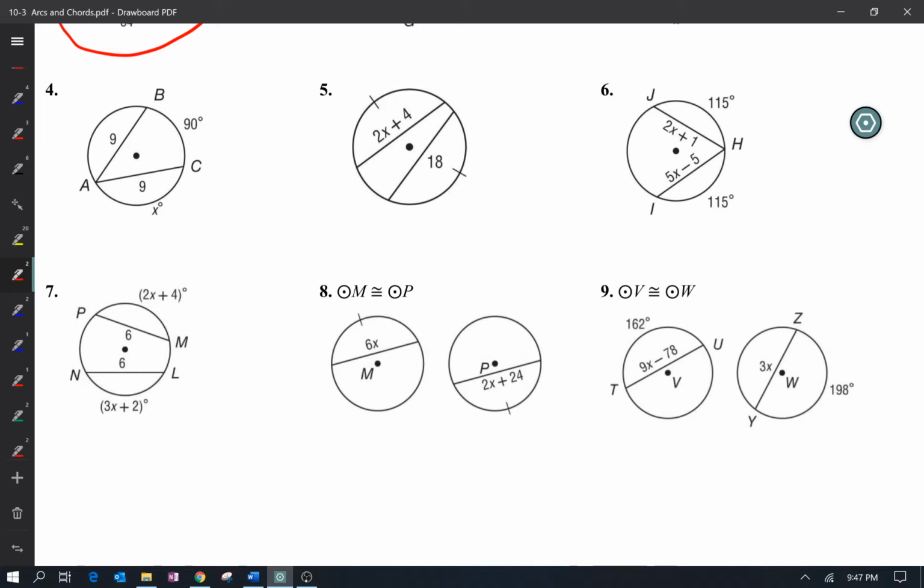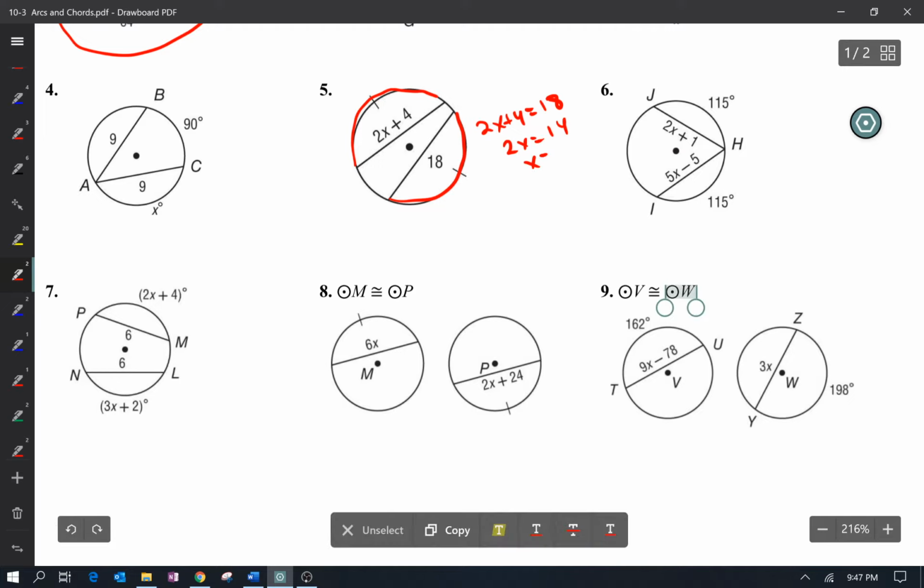We're not going to do all these. We'll do a few more. I think we just did one very similar to number 4. 5 is more interesting. All right, so what do we know about 5? 5, these arcs are equal. So the chords must be equal. So 2x plus 4 must equal 18. So 2x must equal, what is that, 14, so x is 7. All right?